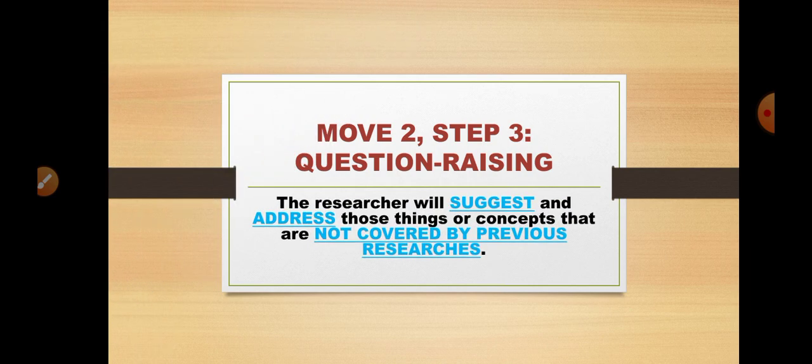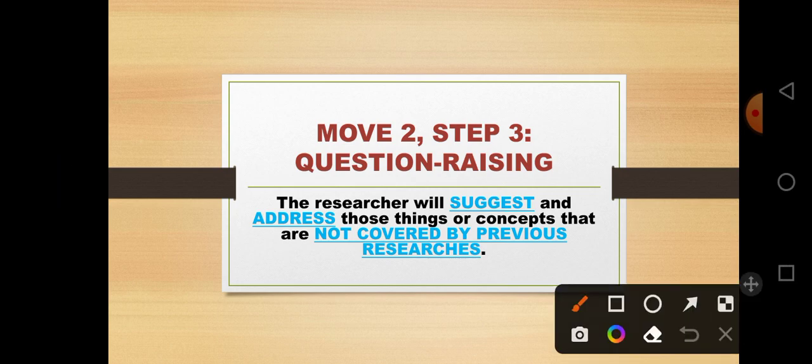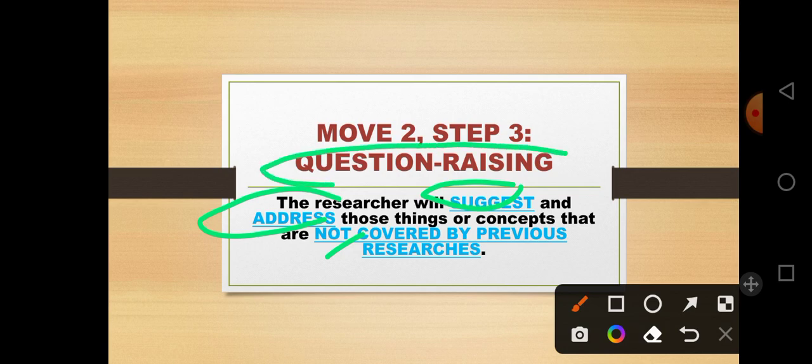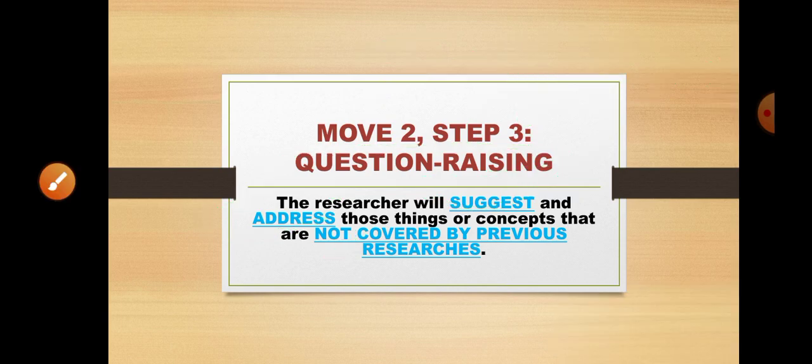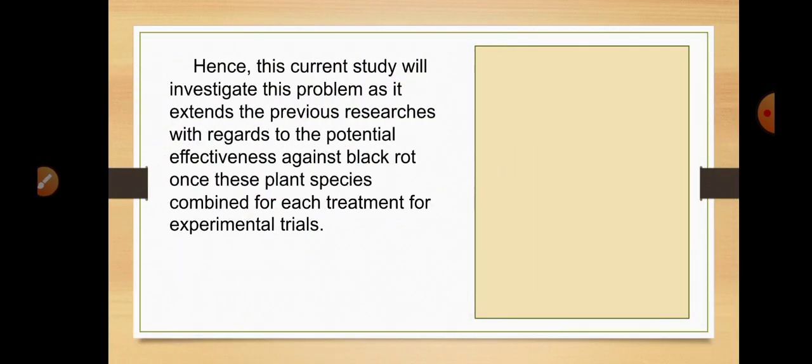So in question raising, class, the researcher will suggest and address the things or concepts that the previous researches did not cover. And remember, class, that question raising is in a form of calling for action or call for suggestions. So now after you have made suggestions out of the research gap, you must now present your current research as a potential solution to such questions. So, for you to present your research as having the potential to solve such questions, we have here this example.